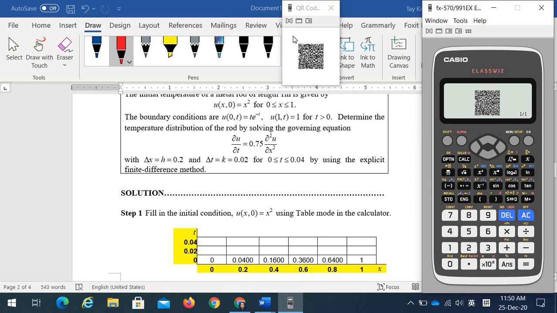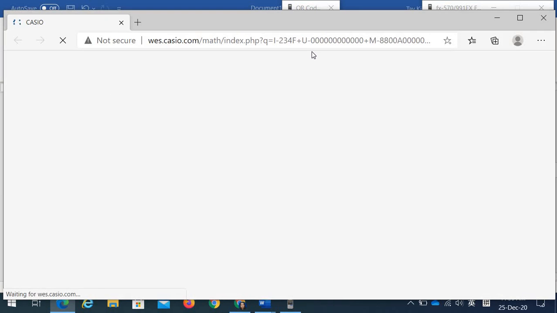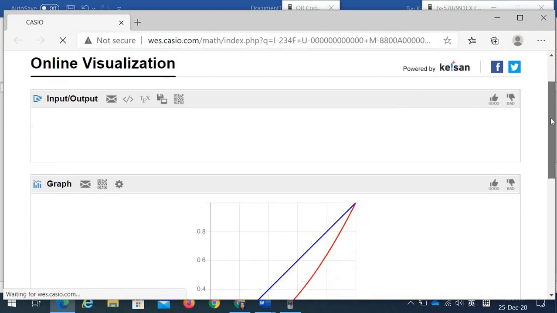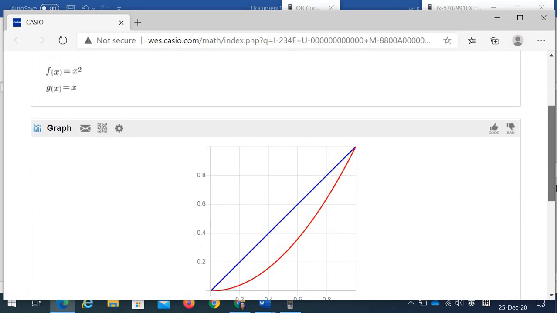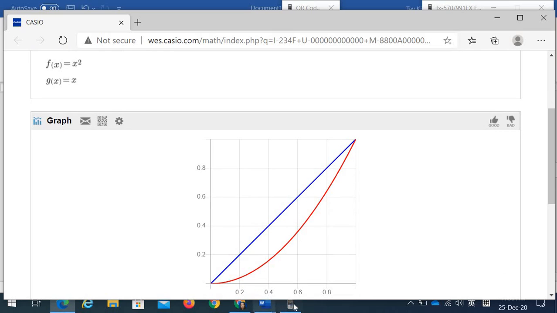Okay, and then, because I plot from 0 to 1, the red color is your x squared, the blue color is g(x), where I key in as x. We go back here to our problem.